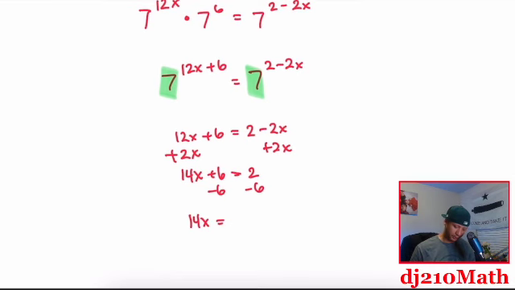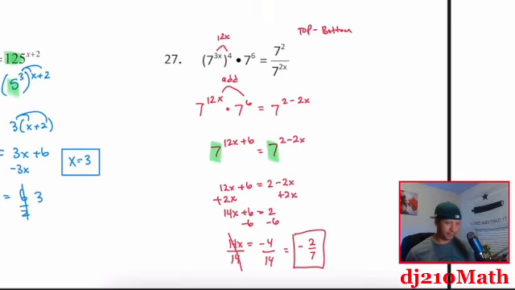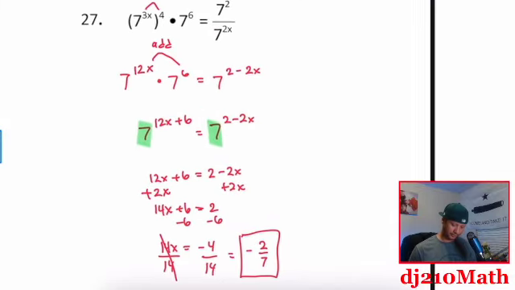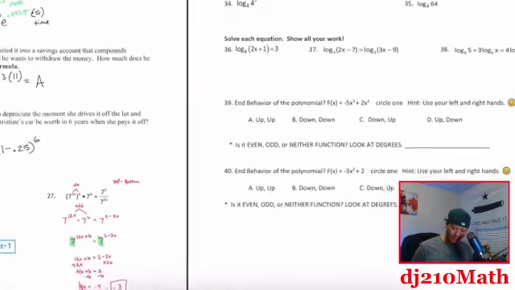14x is equal to negative 4. Divide by 14, divide by 14. X is equal to negative 2 over 7. I don't have the key, but that seems right. Negative 2 over 7. I stand by it. Big gulp. All right.